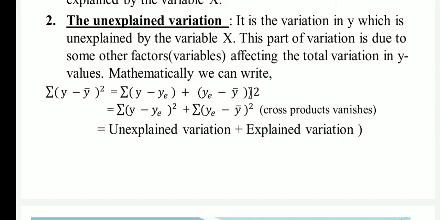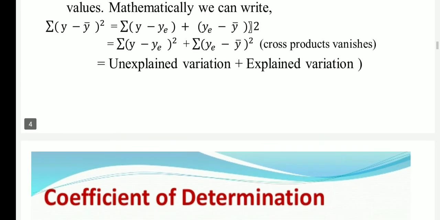A square means unexplained variation, that is y minus y estimated the whole square, plus explained variation, which is the sum of y estimated minus y bar, where y bar is the mean of y, the whole square.